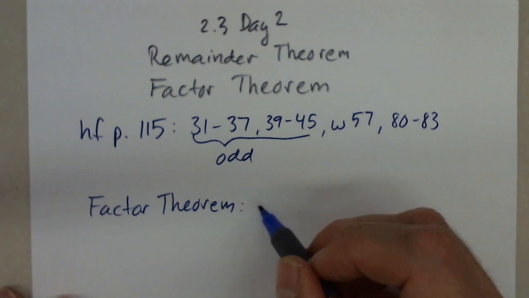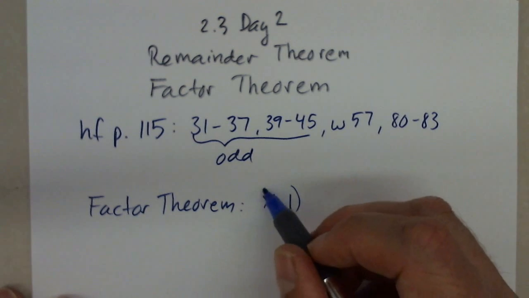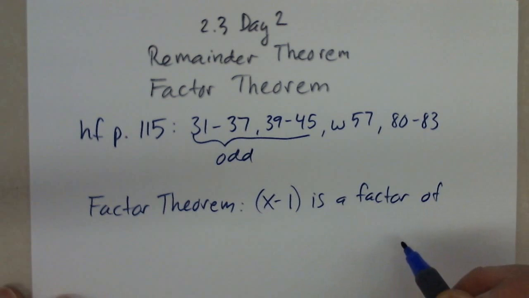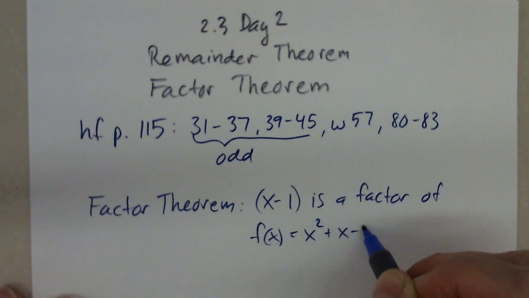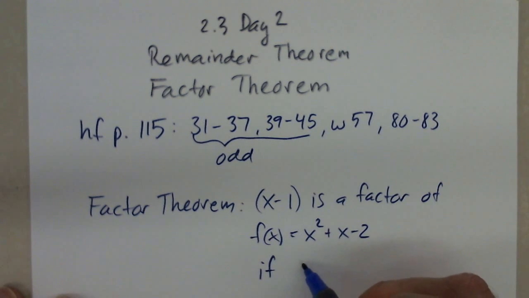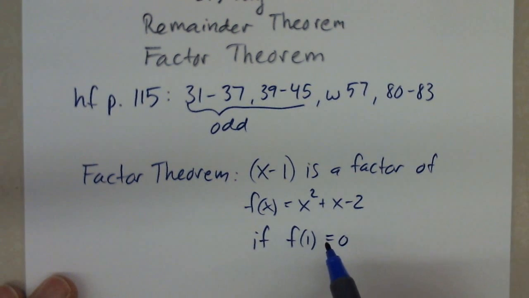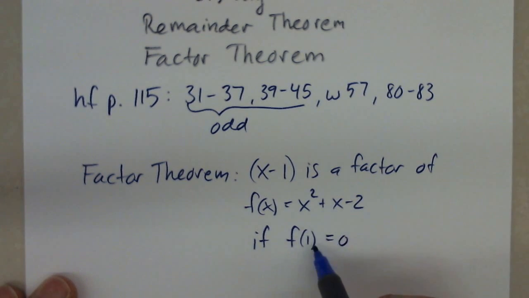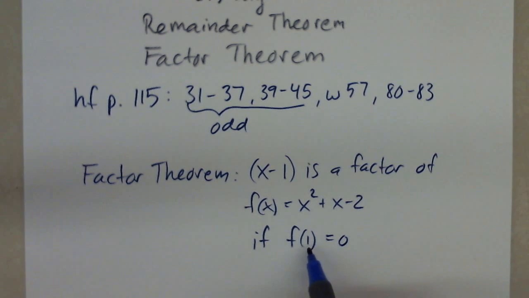The factor theorem is, here's an example, x minus 1 is a factor of a function if f of 1 is 0. If we substitute a 1 and we get 0, then that means x minus 1 is the factor. And this factor corresponds with the 0, x equals 1.